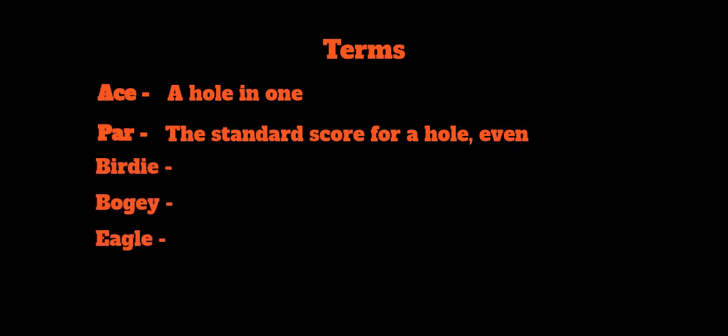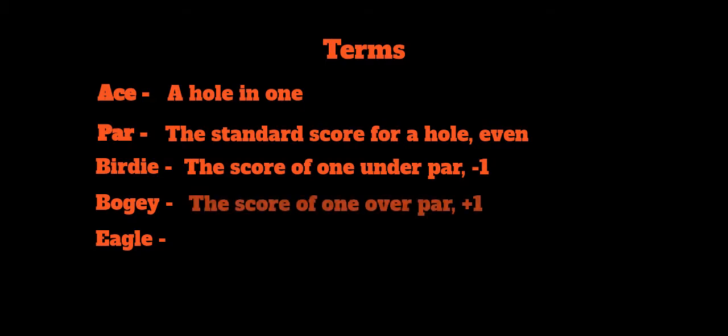Then using par as the standard, a birdie would be the score of 1 under par, -1. So on a par 3, if you birdie the hole, it only took you 2 strokes to get the ball in the hole, and that is a -1. A bogey is kind of the opposite, the score of 1 over par. So on a par 3, if you bogey the hole, it means that you took 4 strokes to get the ball in. If you double bogey, 5 strokes. If you triple bogey, 6 strokes.